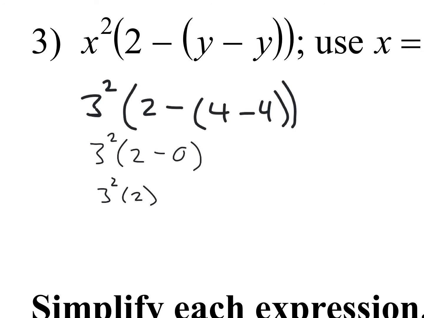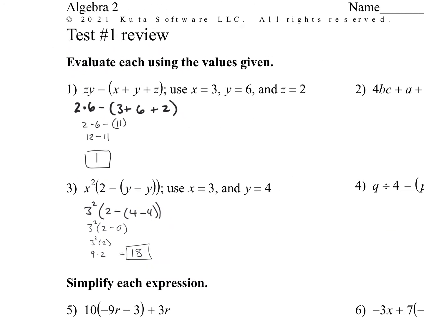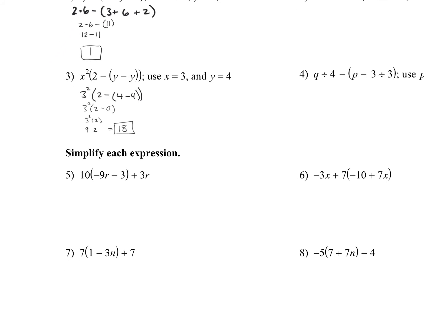What should I do next? Exponent. What's 3 squared? 9. So 3 to the second power is like saying 3 times 3. So 3 times 3 is 9. And then I have 9 times 2, which is 18. Awesome. Any questions from this section? Again, you'll have a couple questions like that, just like how you had on the quiz.